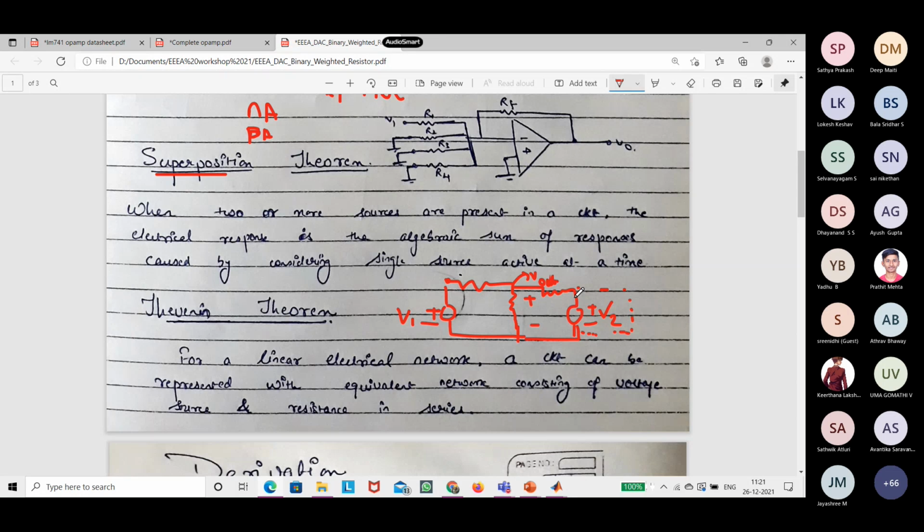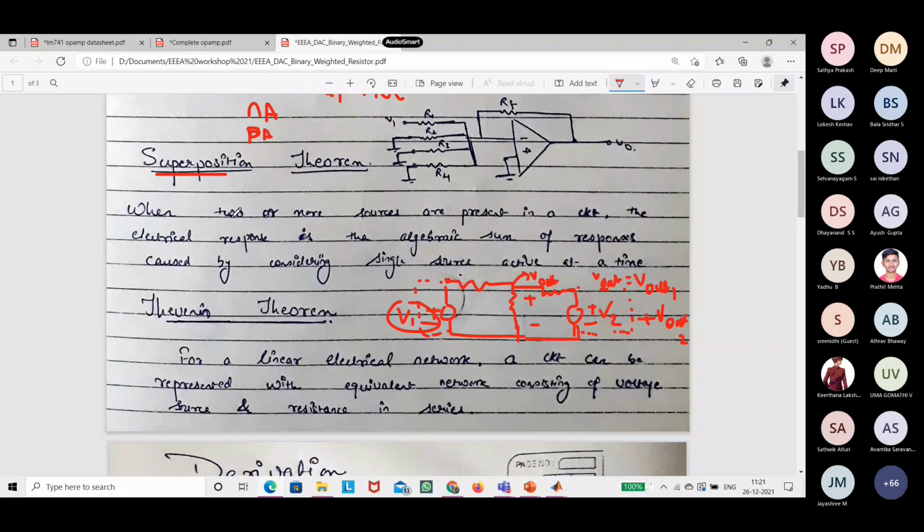So you first disconnect the V2 and get the output across this resistor considering only V1. Then disconnect V1 and have only the effect of V2, and get the output voltage, and then algebraically sum all those. So I could write V out equals V out 1 plus V out 2, right? That is what the superposition theorem is.